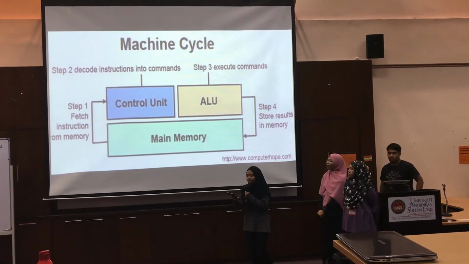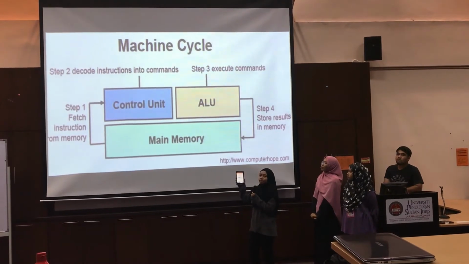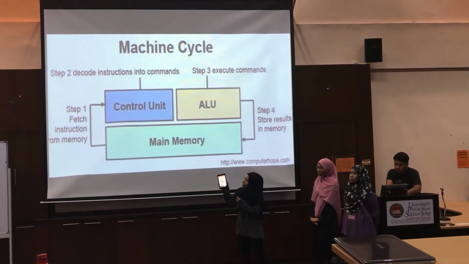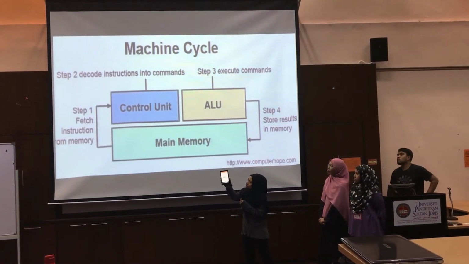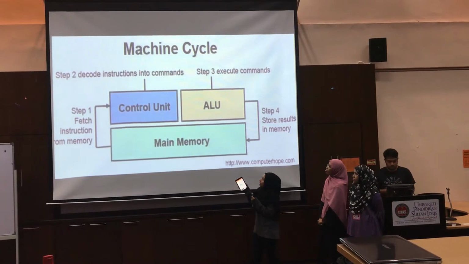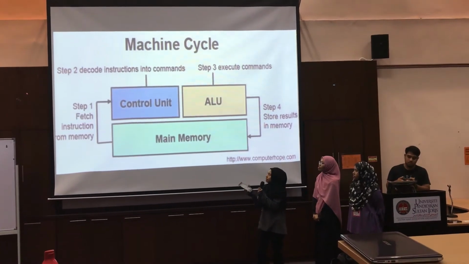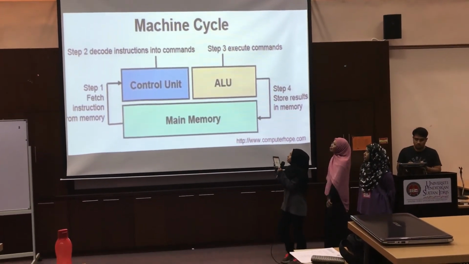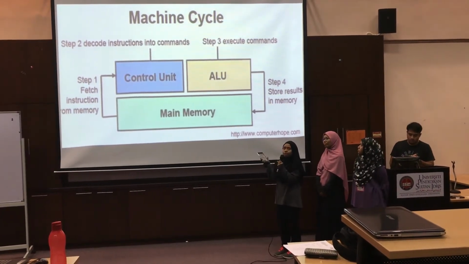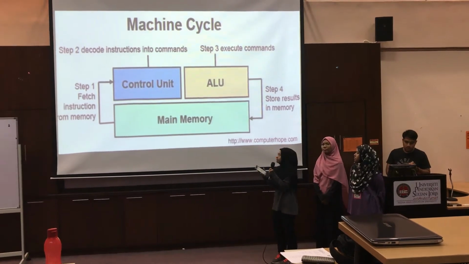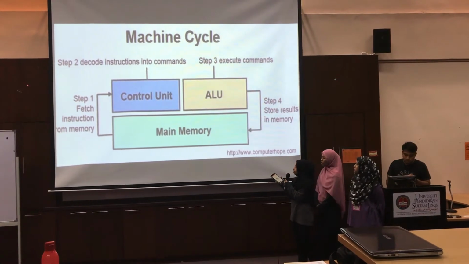So this is the machine cycle of the instruction process. We have 4 steps. The first step is fetch: we fetch the instruction from memory. The second step is decode: the instruction is decoded into commands in the control unit. The third step is we execute the command in the ALU, which means arithmetic logic unit. The last step is to store the result in memory.